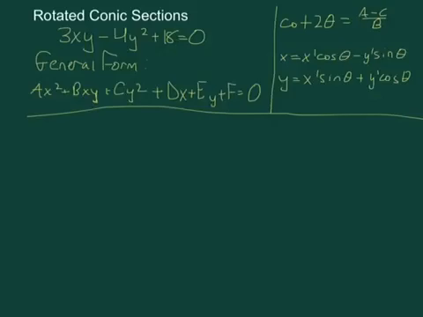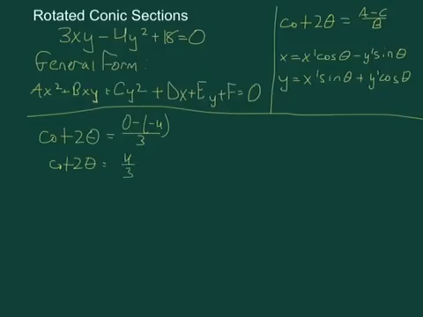Alright, so we're going to do the problem 3xy minus 4y squared plus 18 equals 0. So we start off with doing cotangent of 2 theta equals a minus c over b. Cotangent of 2 theta equals a, which is 0, minus c, which is negative 4, so 0 minus negative 4 over 3, because b is the 3xy term. So cotangent of 2 theta equals 4 over 3.